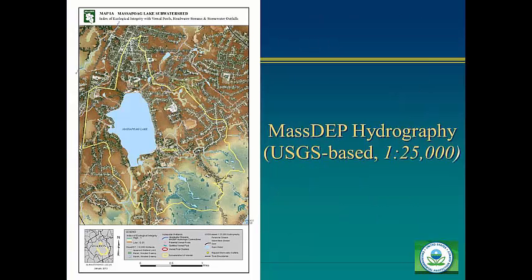The MassDEP hydrography data layer is an enhanced version of the older U.S. Geological Survey 1 to 25,000 scale hydrography and is maintained by the MassDEP GIS program. The data layer is added to highlight the location of rivers, streams, and water bodies in the landscape.